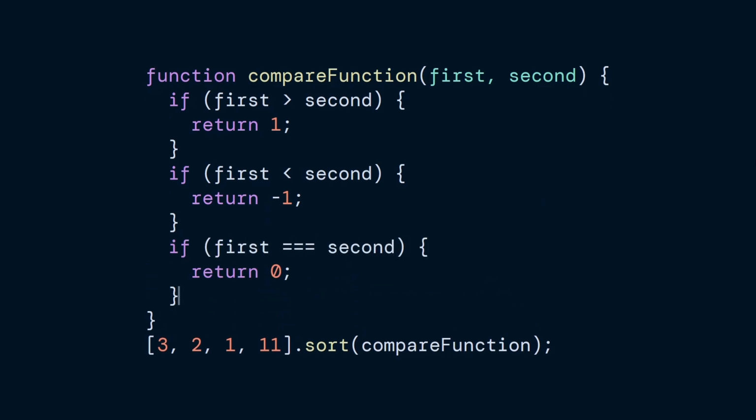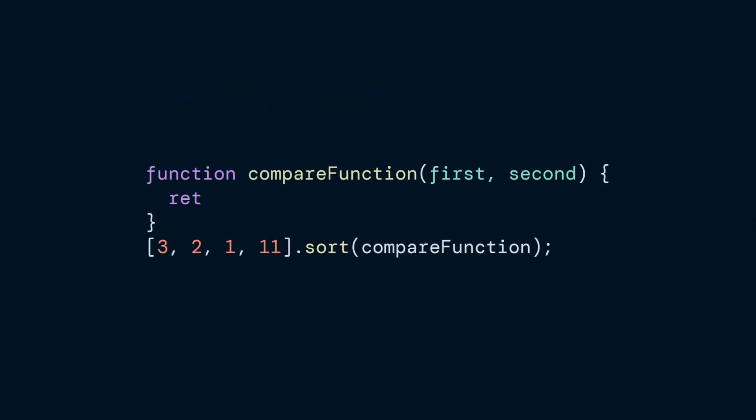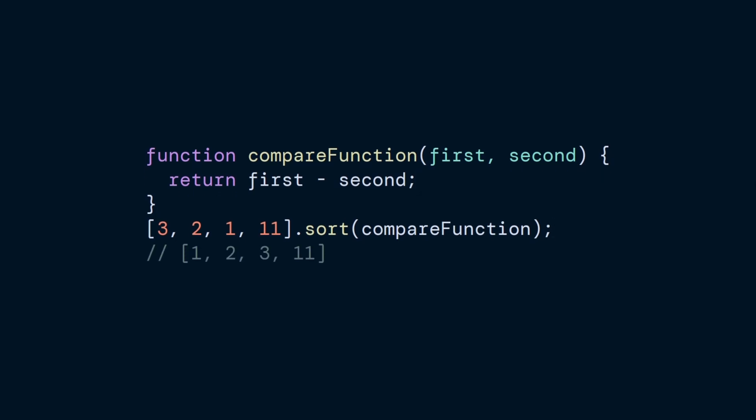If you are sorting an array of numbers, this can be shortened to just returning first minus second. There actually is a better way to sort numbers, which we'll get to in a second, but for now this is good enough, and it finally gives us the correct answer to the earlier example.